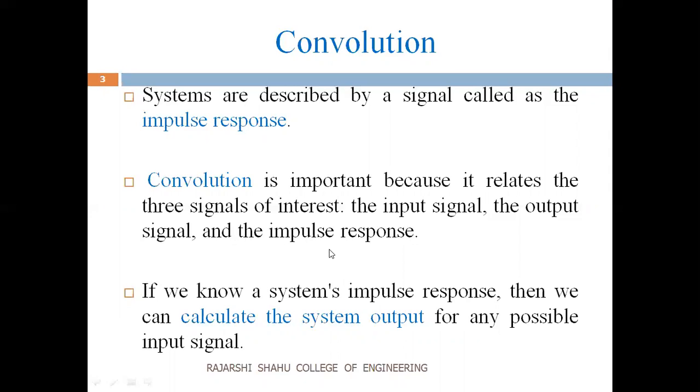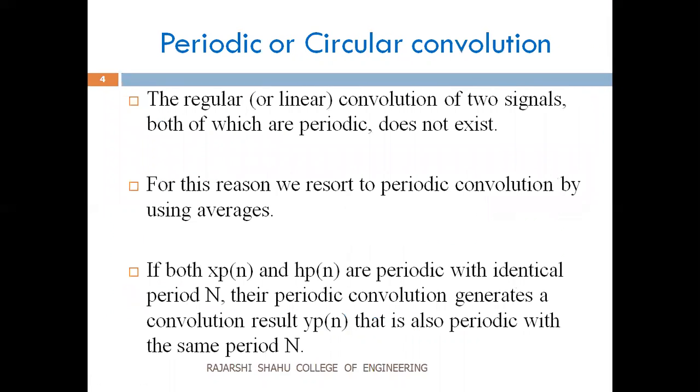Because output of a system is nothing but convolution between input signal and the impulse response. If we know the system's impulse response, we can calculate the system's output for any possible input signal. That is the significance of convolution operation. Then linear convolution is not possible if both the input signals are periodic. For this reason, we calculate periodic convolution in such situation.